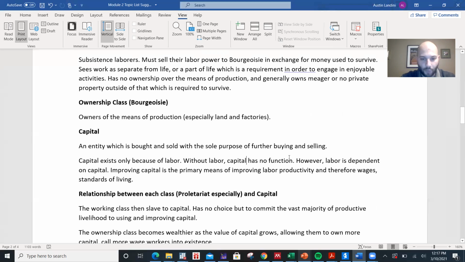Your computer wouldn't have existed in the time of Marx, obviously, but that's a powerful piece of capital that, generally speaking, does very little if it has no worker to operate it. But at the same time, labor is dependent on capital. In order to improve wages, productivity, and standards of living, the worker must make improvements to capital, ultimately increasing the value of capital, increasing the profits of the owners of capital, and allowing more wage laborers to be called into existence.